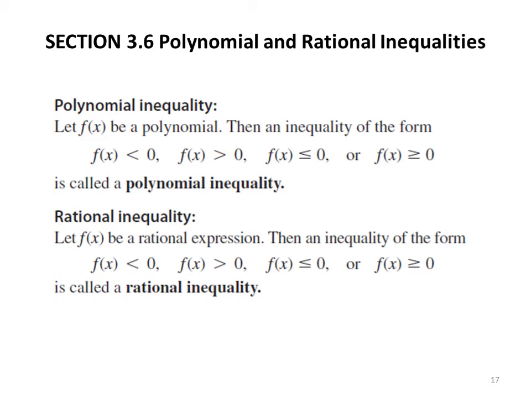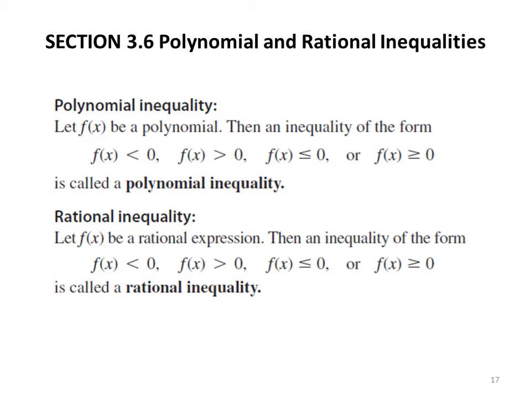In section 3.6, we will consider polynomial and rational inequalities. First, polynomial inequality. If f of x is a polynomial, then the following inequalities are called polynomial inequalities: either f of x less than 0, f of x greater than 0, f of x less than or equal to 0, or f of x greater than or equal to 0.